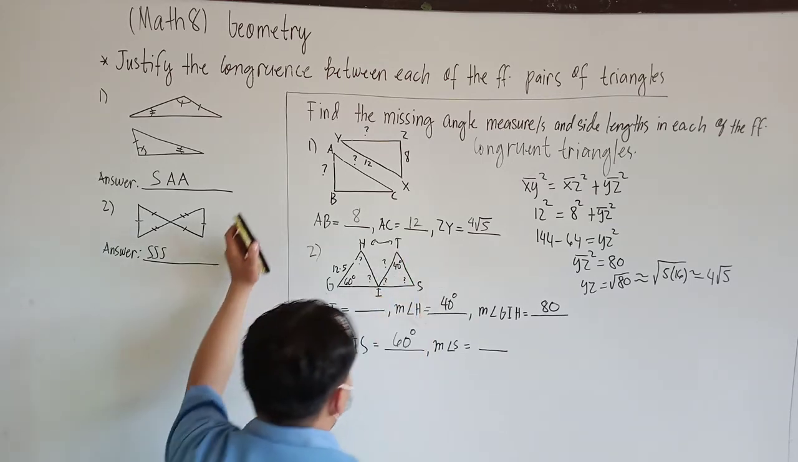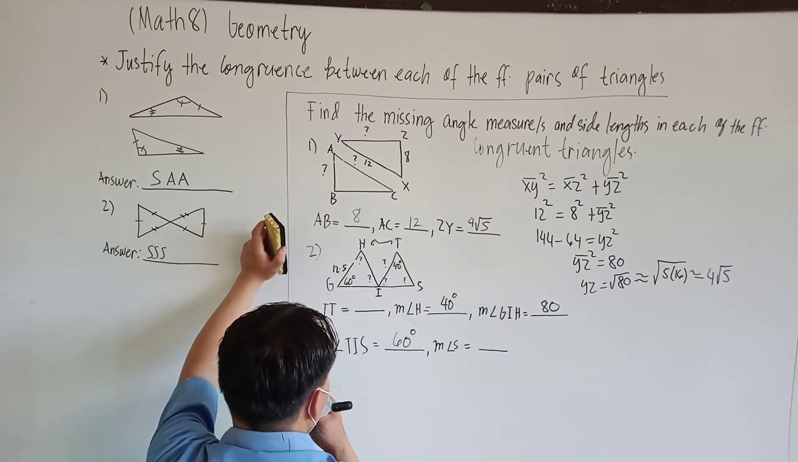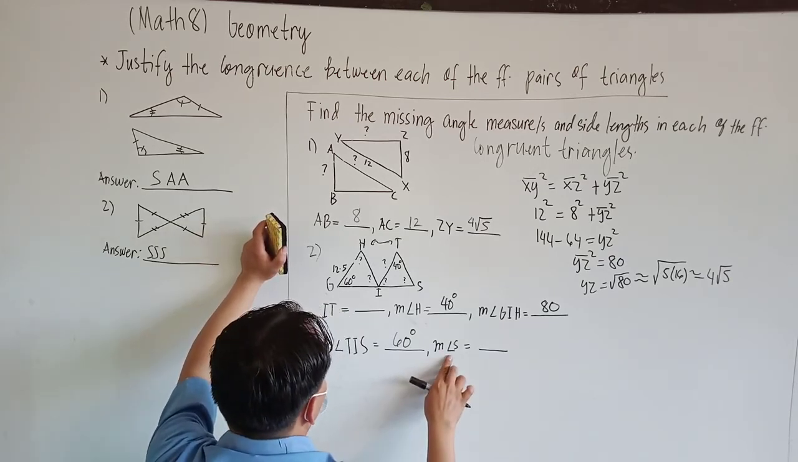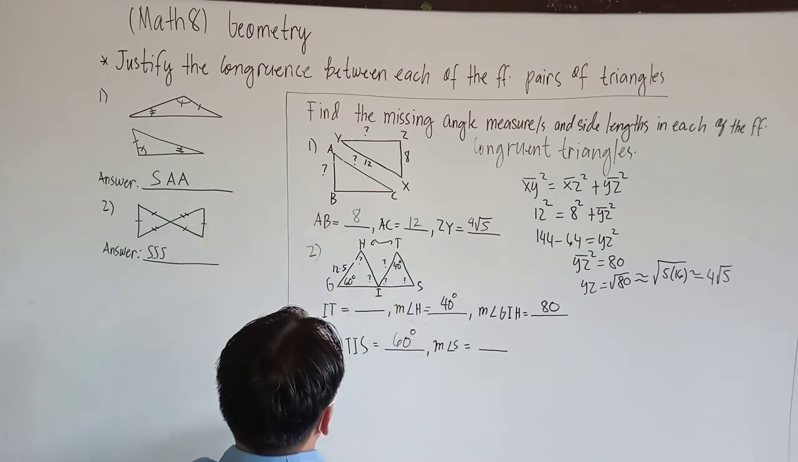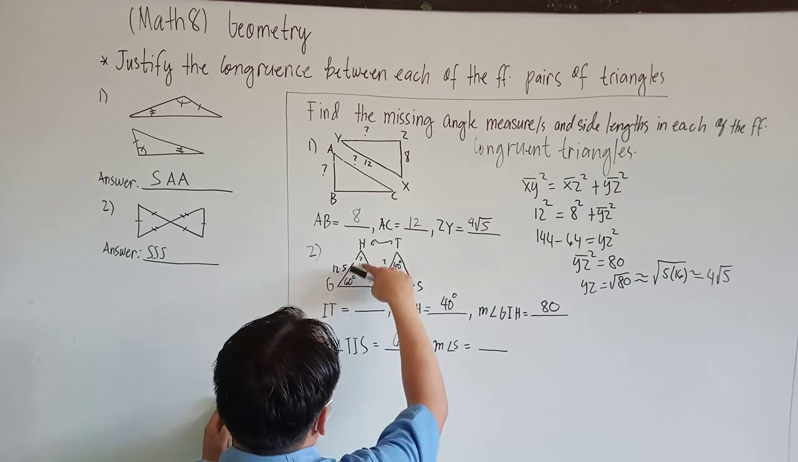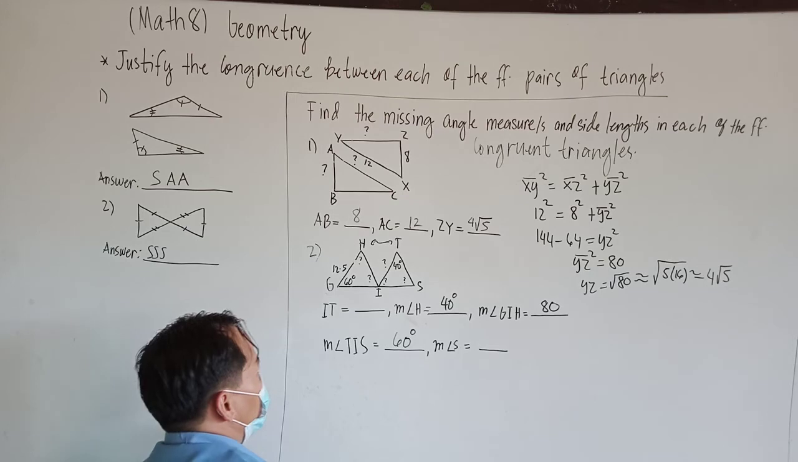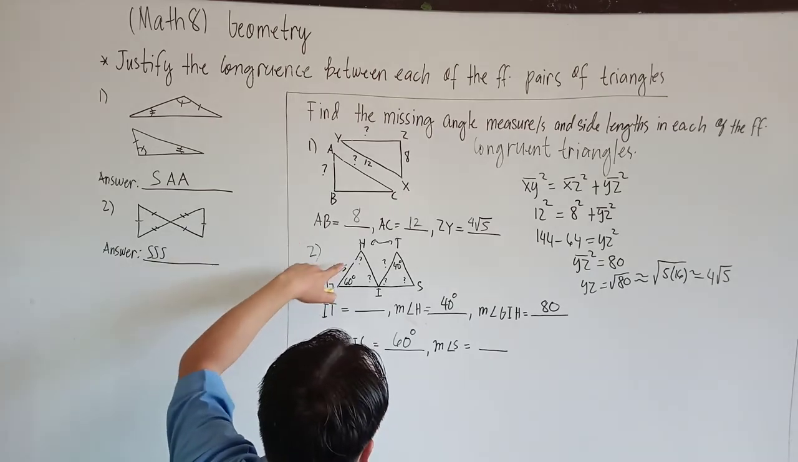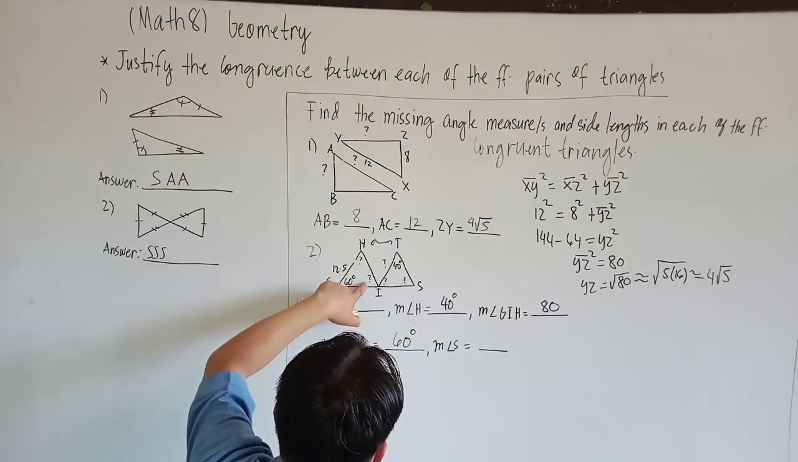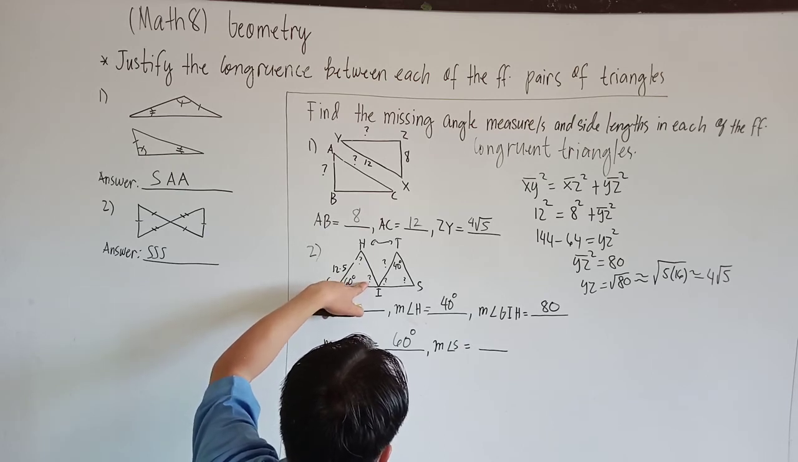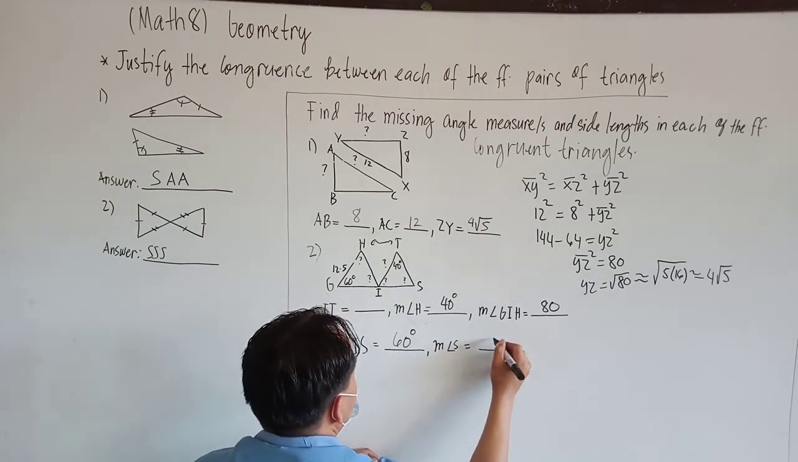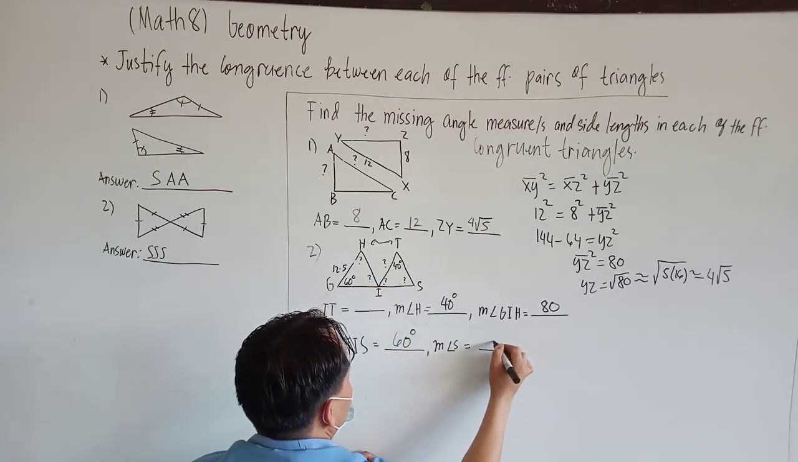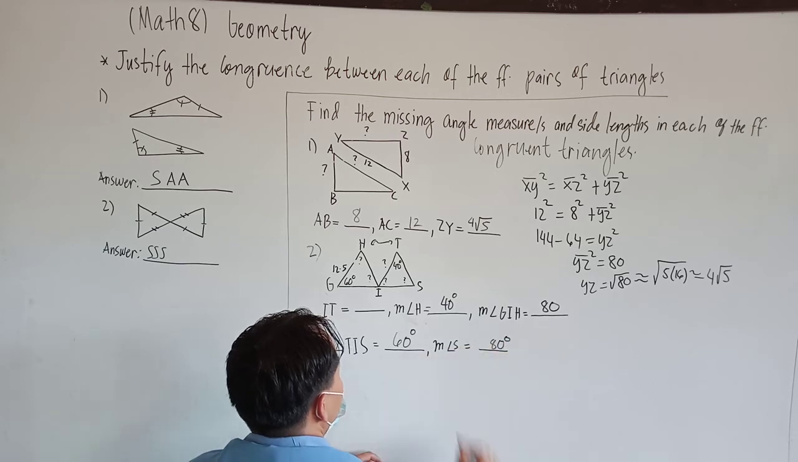Another one. Measure of angle S. It corresponds to angle H. Angle H is 40. If that is 40, this one is also 80. This angle is also equivalent to 80 degrees. Corresponding angles are congruent.